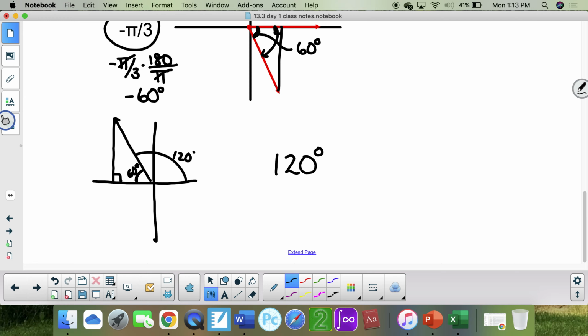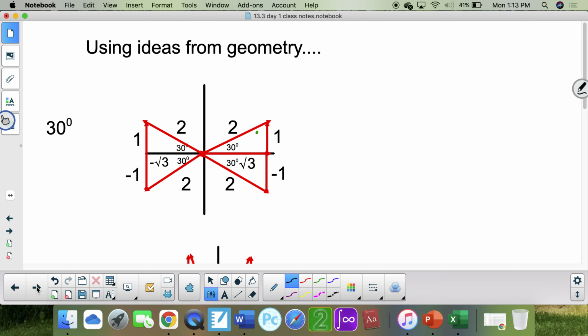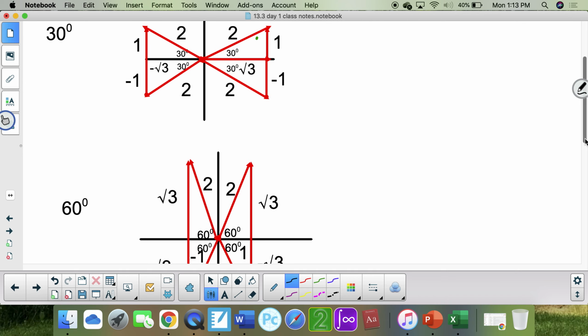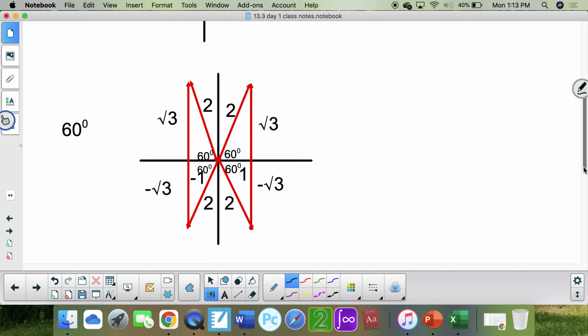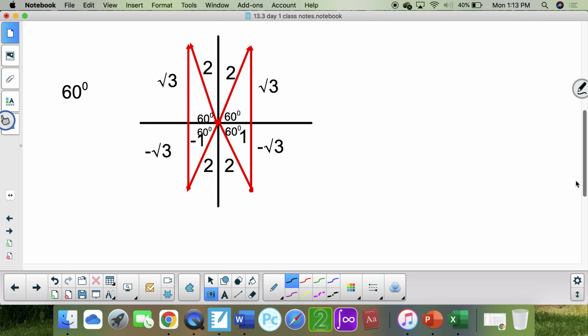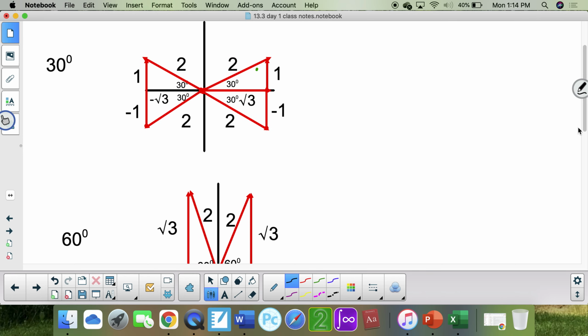Okay, the second part of the assignment is to find the exact value. So the next page is basically all the same picture. It's the exact same picture, but in different quadrants. So all I'm going to do is, when you talk about trig, there are two types of triangles, and you would have learned these in geometry.